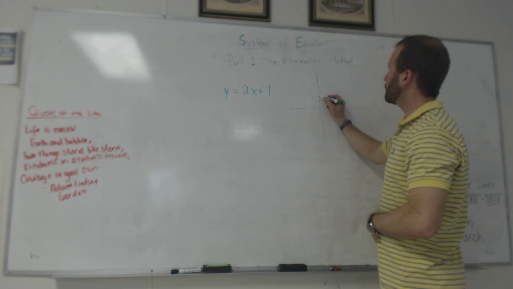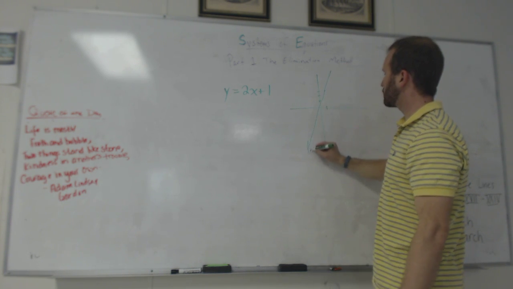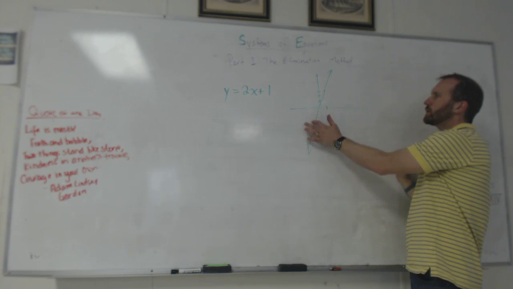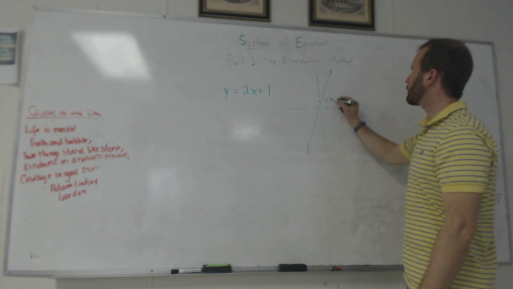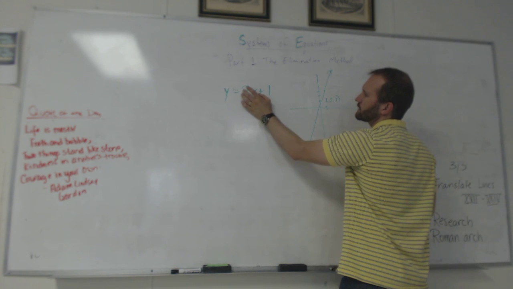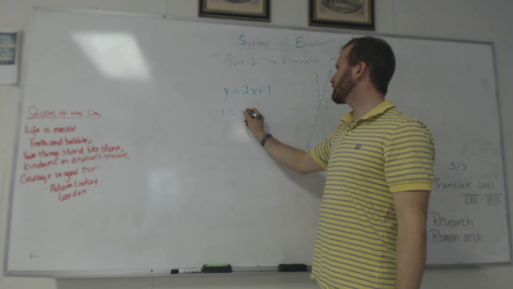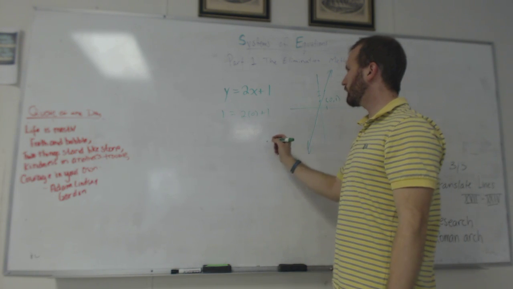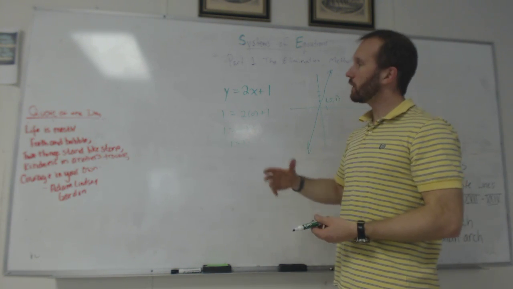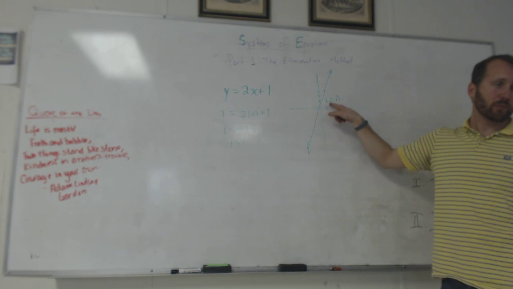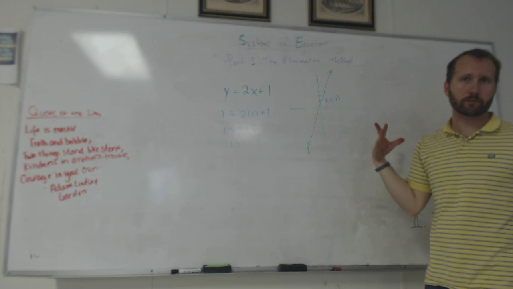Right? We would do something like this. Any point on this line will give us a solution to that equation. The first one we put was 0, 1. When x is 0, y equals 1. So what we have is 1 equals 2 times 0 plus 1. 1 equals 0 plus 1, or 1 equals 1, which is a true statement. So 0, 1 is a solution to this equation. But it's not the only solution.